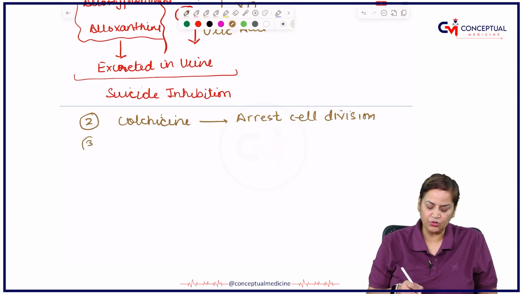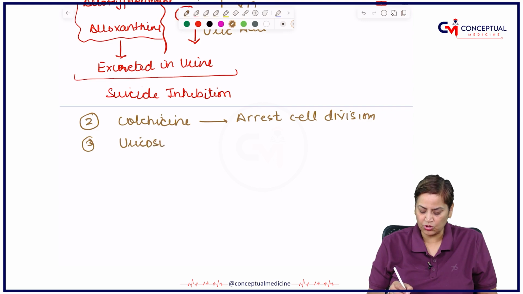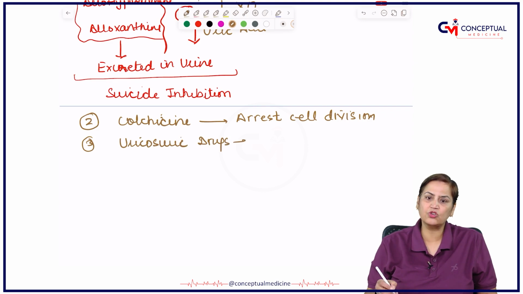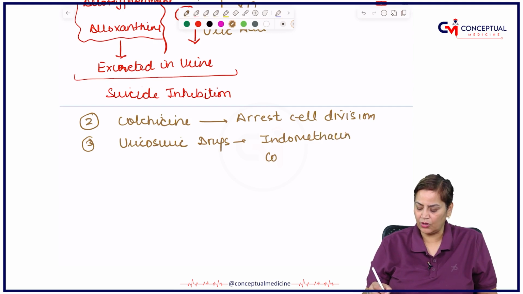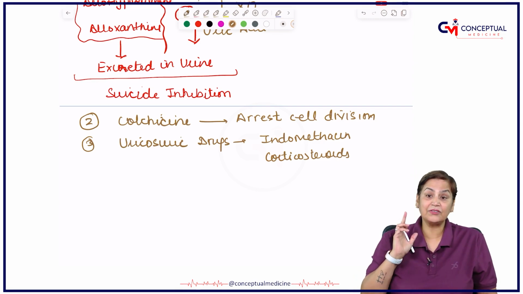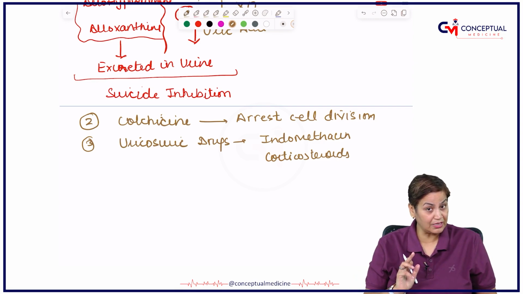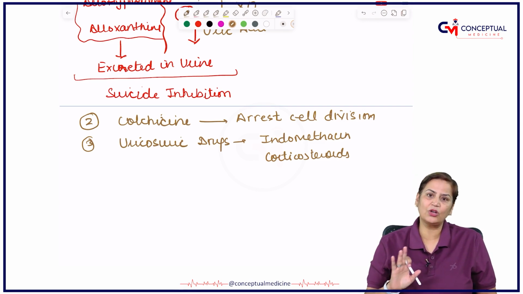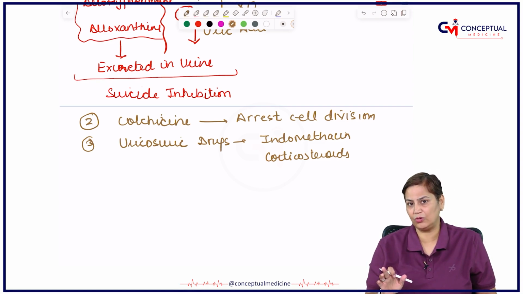And the different uricosuric drugs. If we talk about the uricosuric drugs, the most common is indomethacin. Indomethacin can be taken, corticosteroids can be taken, so many can be taken, which will just make uric acid soluble so that it can be excreted in urine. So this is the first inborn error of metabolism, gouty arthritis, commonly known as gout.